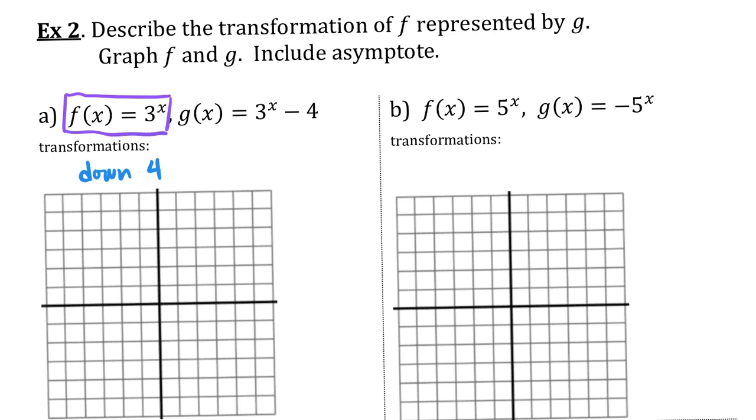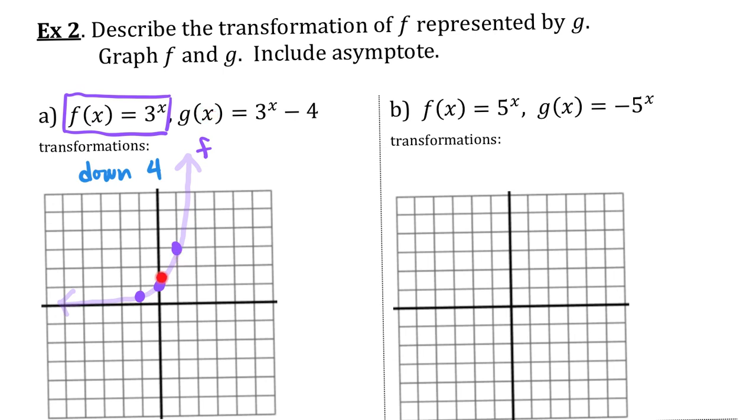So what do I do? The y-intercept is 0, 1. If I plug in 1, I get 3. If I plug in negative 1, I get 1/3. I know that this is not going to cross the x-axis, so this is my graph of f. I'm going to label it as f. Now I want to graph g.